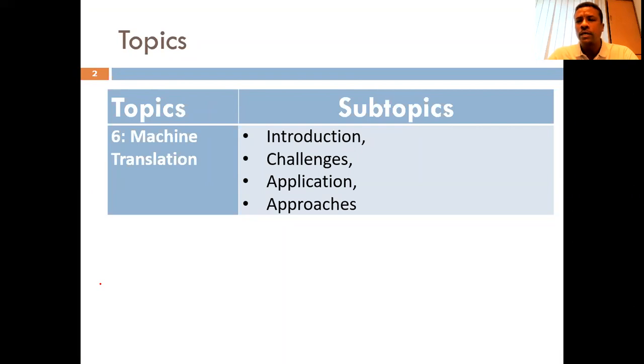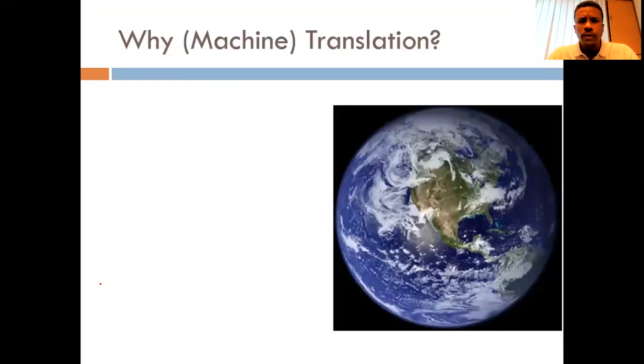Then we are going to see the applications of machine translation, and finally we'll try to say some things about the different kinds of approaches that we have in machine translation, including the evaluation methods. So the question here is, why do we need machine translation? Can any one of you reflect on that?